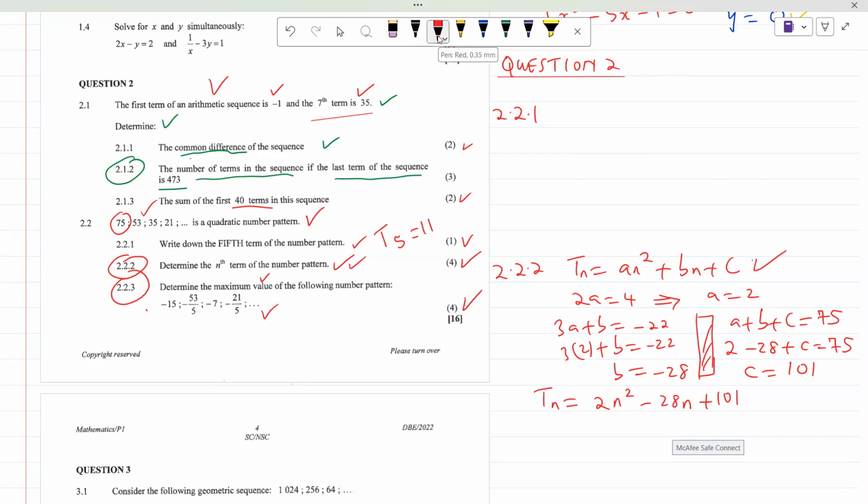Now, if you look at 2.2.3, determine the maximum value of the sequence. What is the maximum value of the sequence? Can you see that sequence, and what do you think the answer is? Use the convergence formula, anything. I don't care, as long as you get the right answer, because there are many ways to kill a cat.